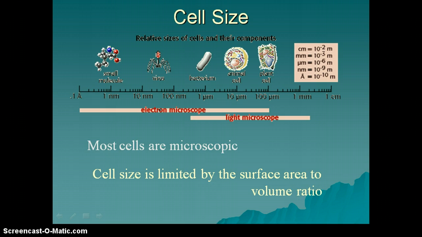There are some plant cells you might be able to see without a light microscope, at least the outline of them. But overall, we need a microscope. So the tool of a microscope allowed us to begin seeing cells.